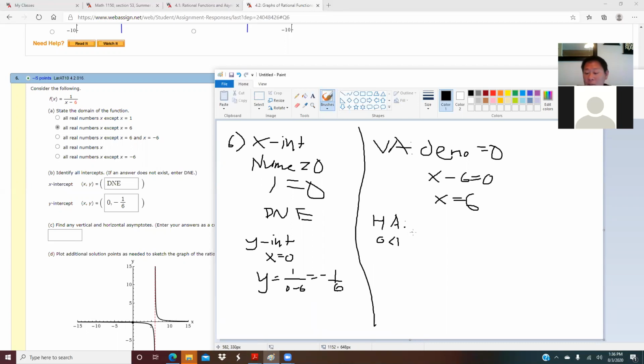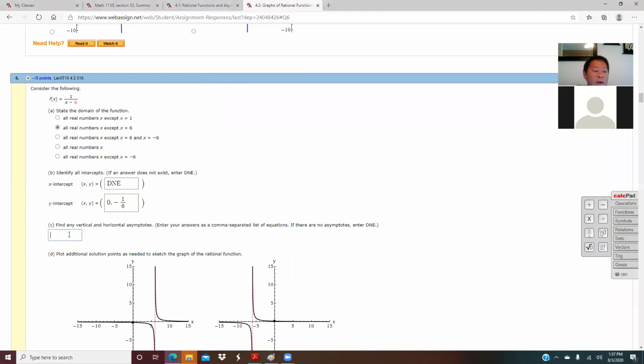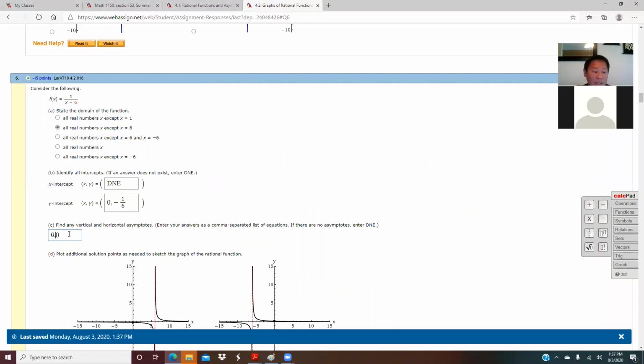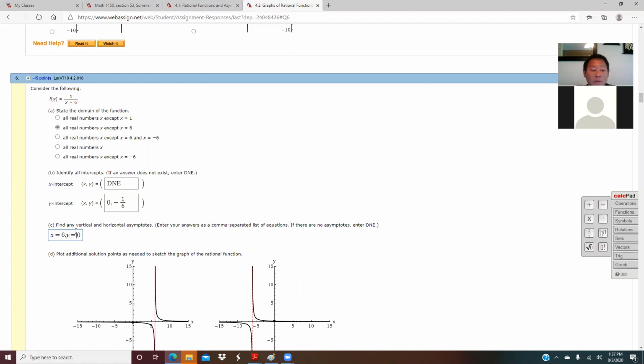What kind of horizontal asymptote do we have? This is for question 6. Anyone? What is your horizontal asymptote in this case? Yes, it's y equals 0. You are correct. Once the top power is less than the bottom power, it is y equals 0. So class, if you just give me 6 and 0 here, you will get it wrong. The reason is that you didn't put x equals 6 and y equals 0. That's why they will mark you wrong.